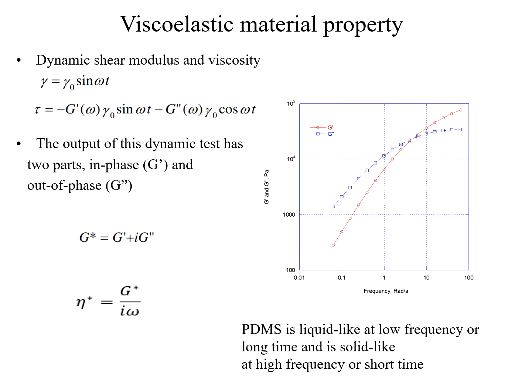The figure on the right shows a dynamic test for PDMS, the silicone putty. PDMS is a liquid-like at a low frequency or long time, where it has a low modulus, and a solid-like at high frequency or short time, where it has high modulus.